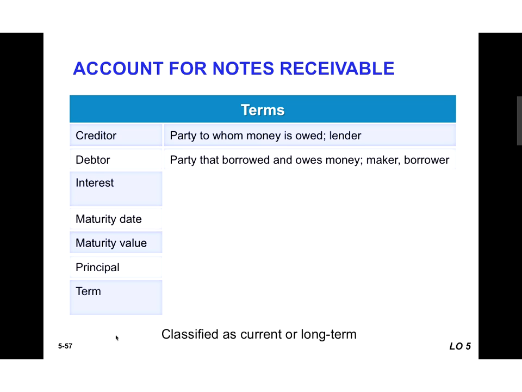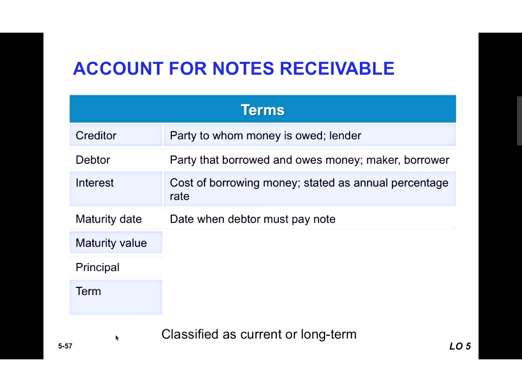We have the debtor. This is the maker, the borrower. That's the party that borrowed the money. We have interest, and we know what interest is. Interest is what we have to pay for borrowing money or what we receive for loaning money. It is stated as an annual percentage rate. So when we see an interest rate, it's an annual rate. We have a maturity date. That's the date on which the note must be paid.